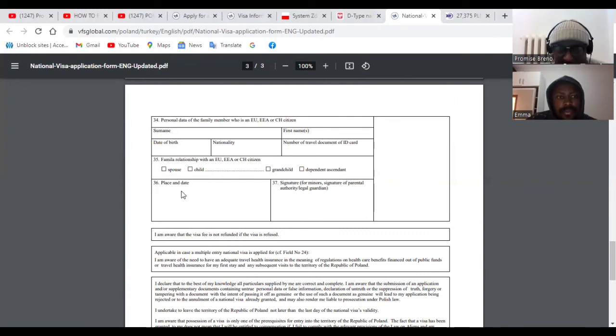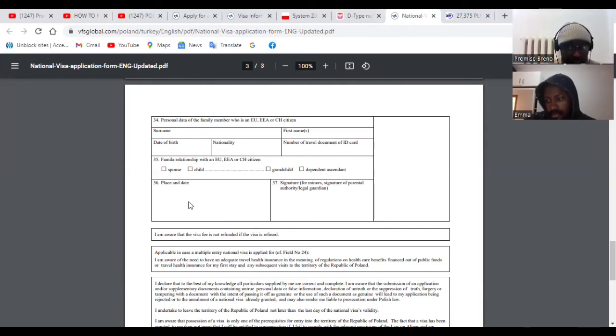36 is where you need to enter the place and the date of your appointment. If you already know the date of your appointment and the place, then you enter the place here and you put the date. Remember, when you're entering your date, it has to follow the format year dash month dash day. Then you sign here.